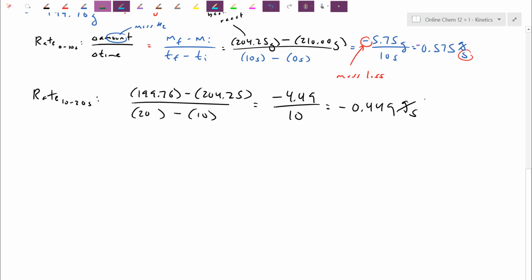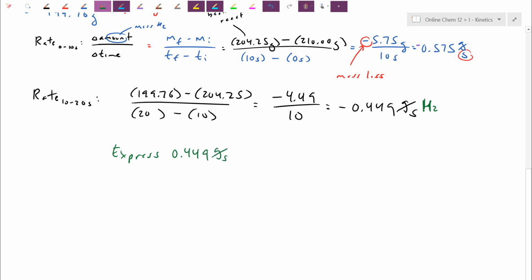Again, this rate here is attributed to hydrogen, right? Because specifically, it's only hydrogen that can actually leave. What I want you to do is just take the second number just for practice here. Can you express, I'm going to requote this number here, can you express this 0.449 grams per second?